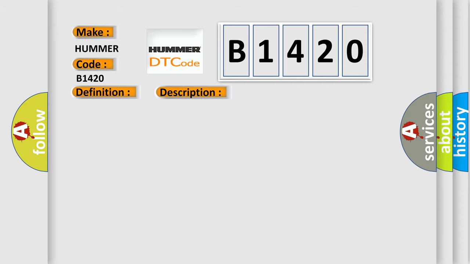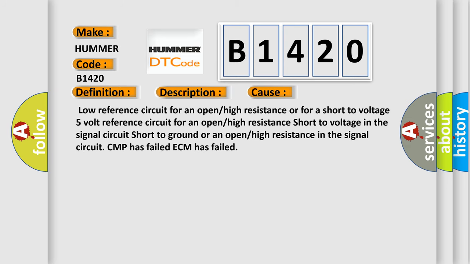This diagnostic error occurs most often in these cases: low reference circuit for an open or high resistance, or for a short to voltage; 5 volt reference circuit for an open or high resistance, short to voltage; in the signal circuit, short to ground, or an open or high resistance in the signal circuit. CMP has failed. ECM has failed.